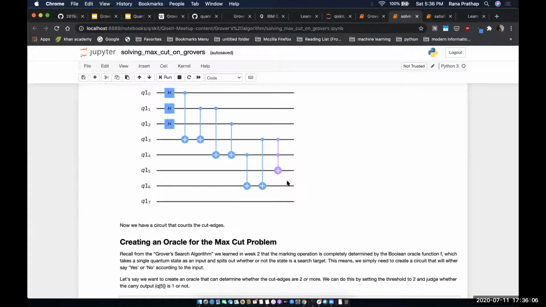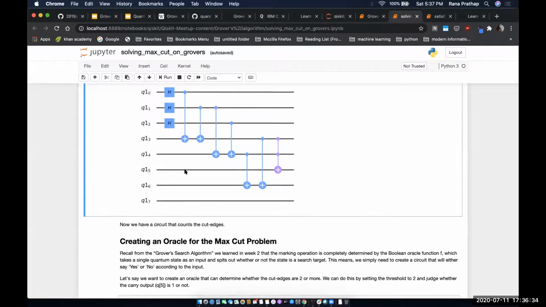So does this ring a bell? Does it seem like an oracle? An oracle is supposed to get a 1 whenever whatever you're searching for is happening, right? So whenever a max cut is happening, the fifth qubit is 1. So we can utilize this idea. So if suppose we put a minus state on this fifth qubit, then we're basically doing the phase flip, aren't we? And then all you have to do is the amplitude amplification step, that is the diffusion step, and then your Grover algorithm is basically done.